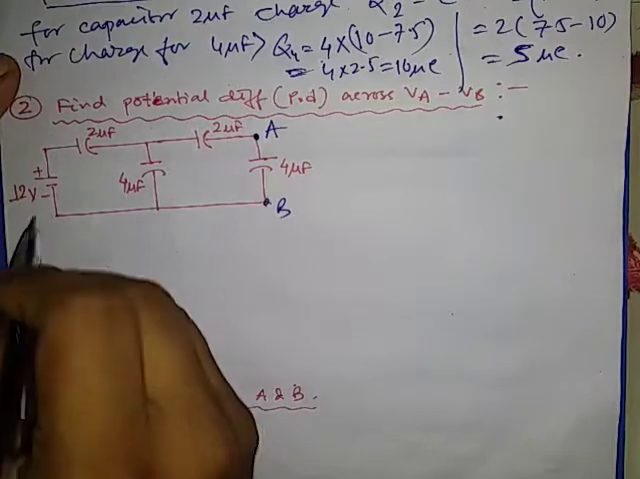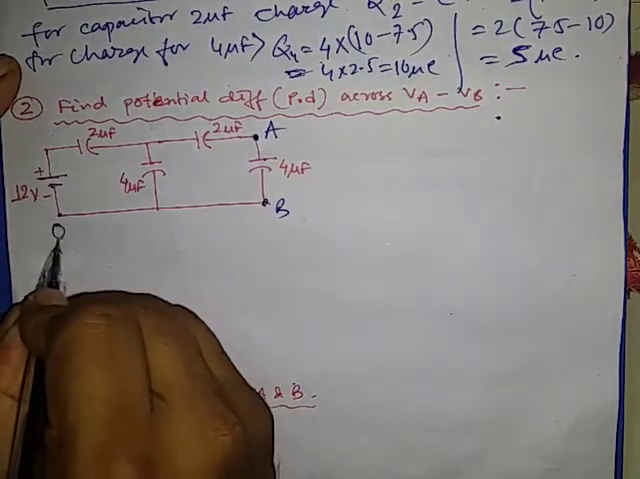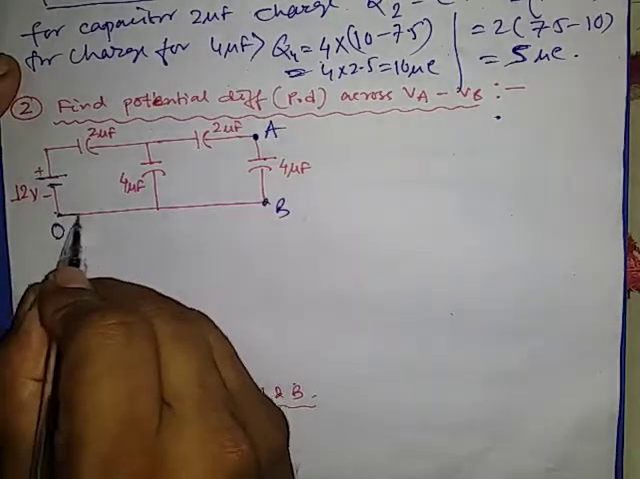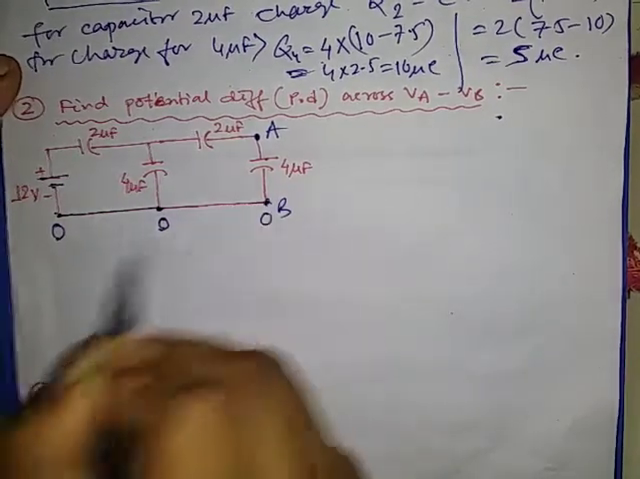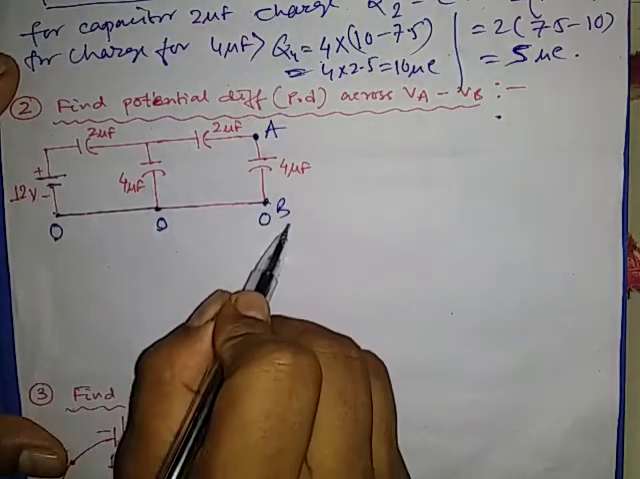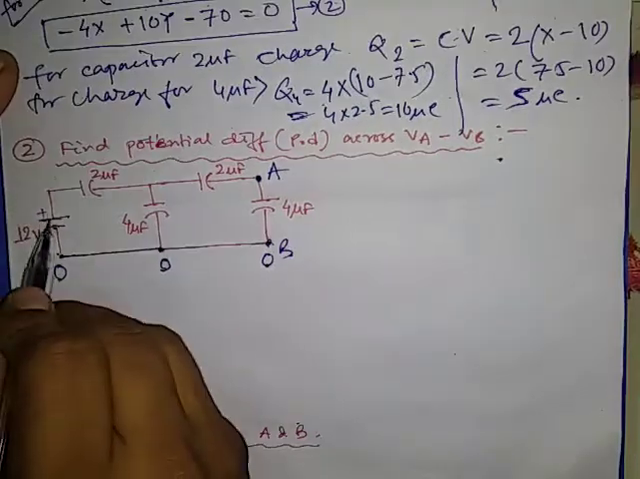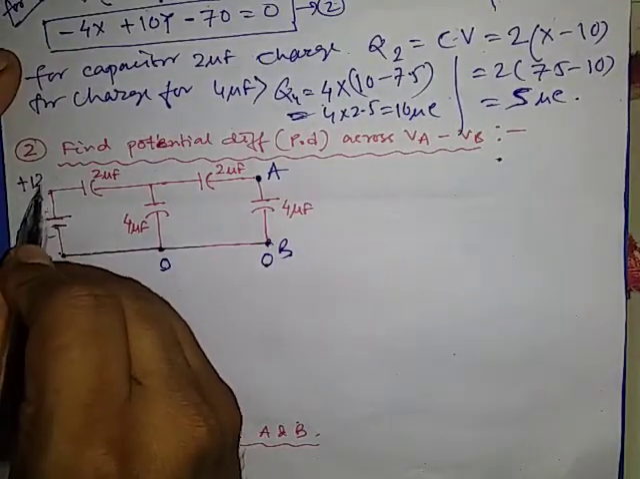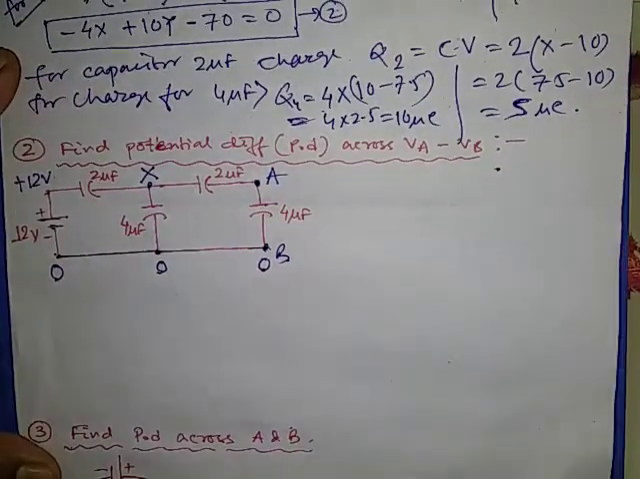So let's get started. Minus 12. Here it is 0, then there is no capacitor, so here also 0. Here is no capacitor, here also 0. It means at the point B the potential is 0, right? And there is plus 12, so you can add plus 12 volt. Here there is no potential. You can think this is point X.